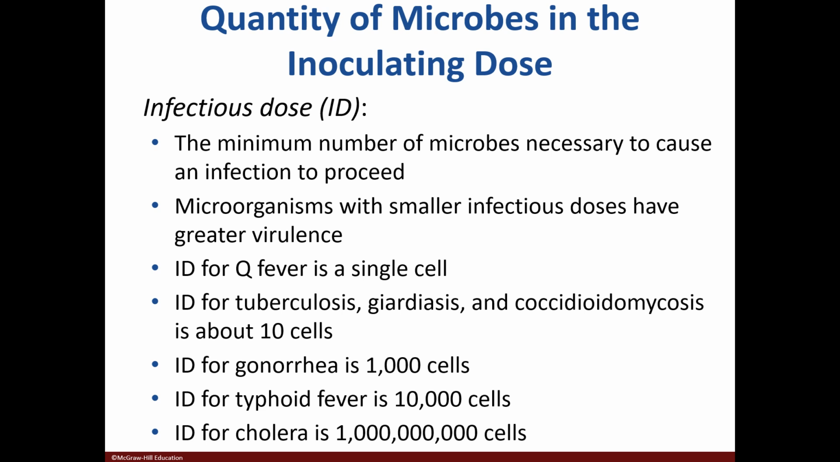Every organism is different. Q fever only requires a single cell to cause disease. Tuberculosis has an infectious dose of 10 cells. Gonorrhea has an infectious dose of 1,000 cells, while typhoid fever has an infectious dose of 10,000. Cholera requires 1 billion cells. If the inoculating dose is below the infectious dose, an infection will not occur.